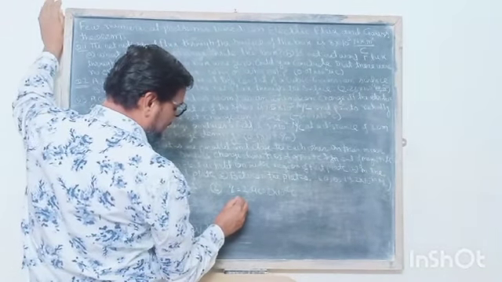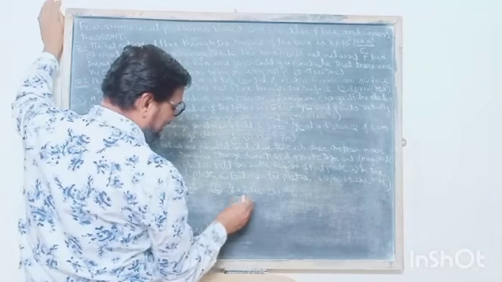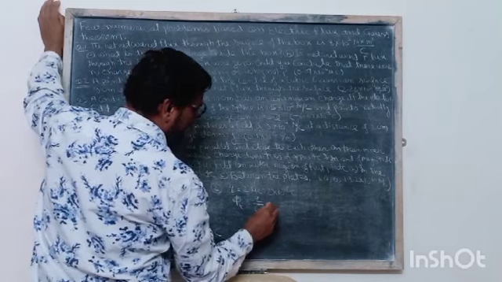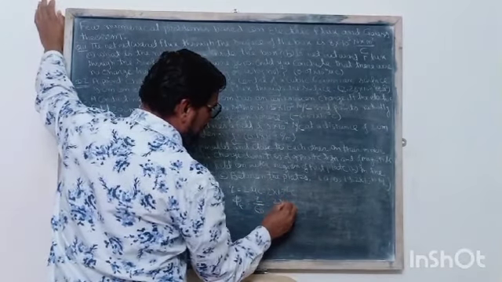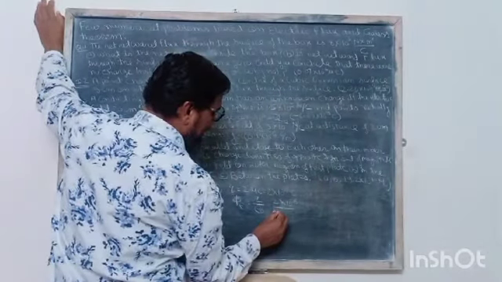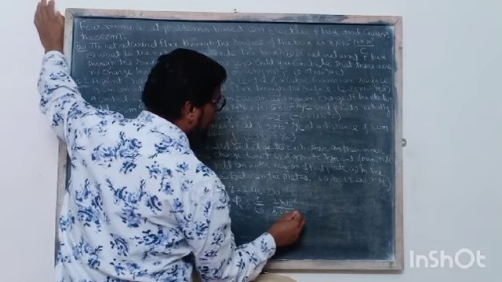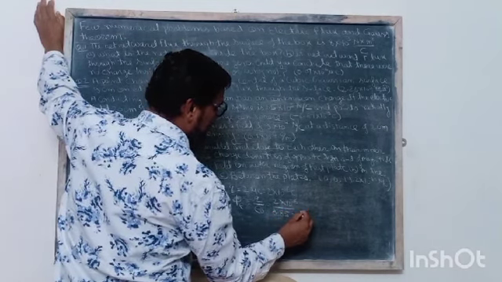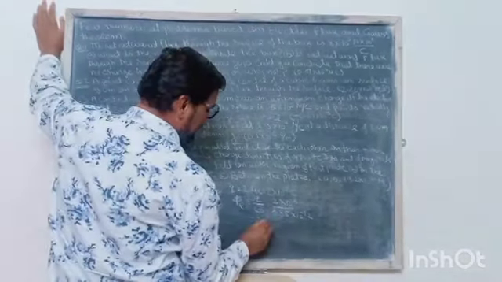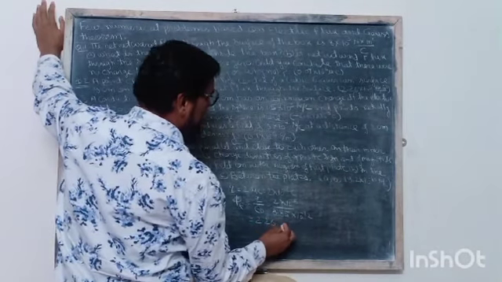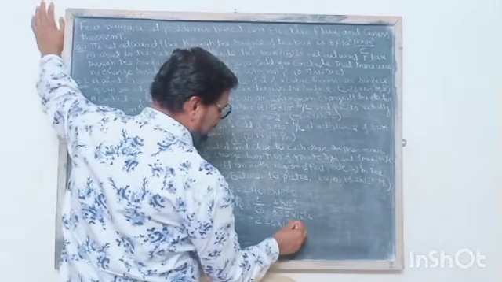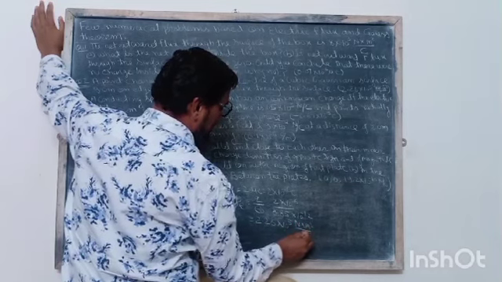And we know that according to Gauss theorem, phi E is equal to Q upon epsilon naught. The value of Q is 2 into 10 raised to the power minus 6, upon the value of epsilon naught, which is 8.85 into 10 raised to the power minus 12, and the answer will be 2.26 into 10 raised to the power 5 Newton meter square per Coulomb.